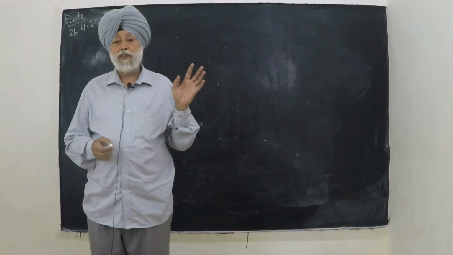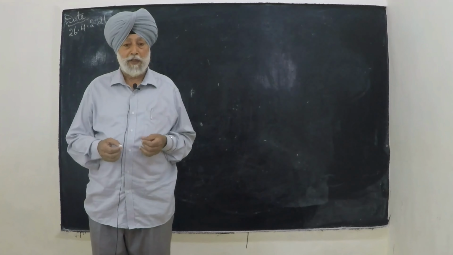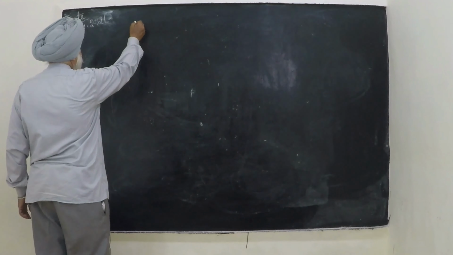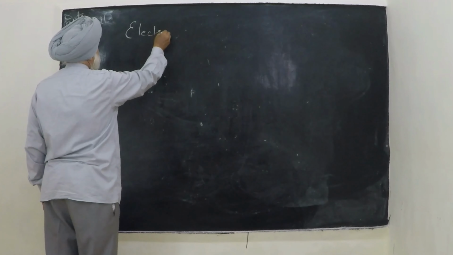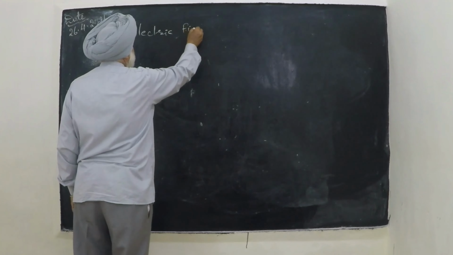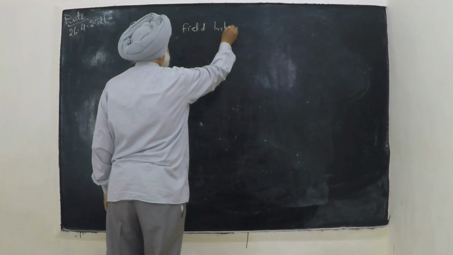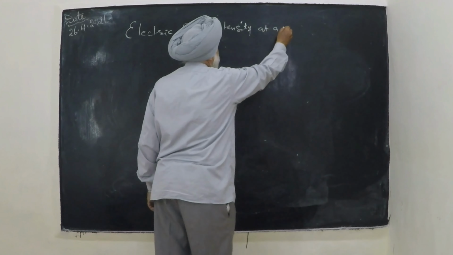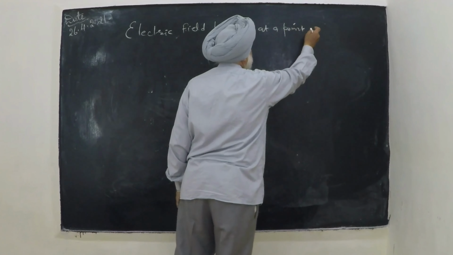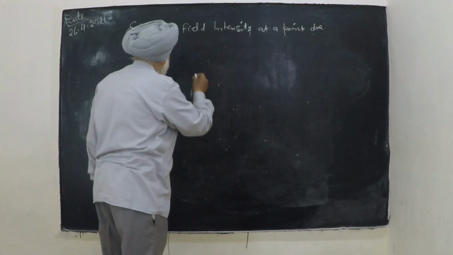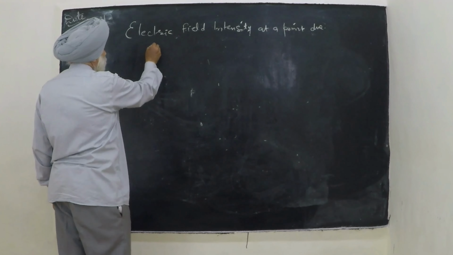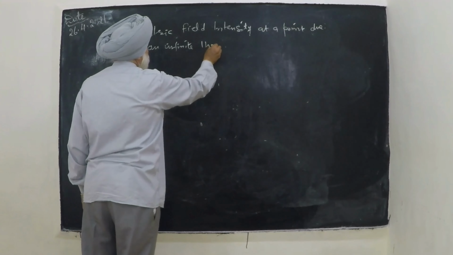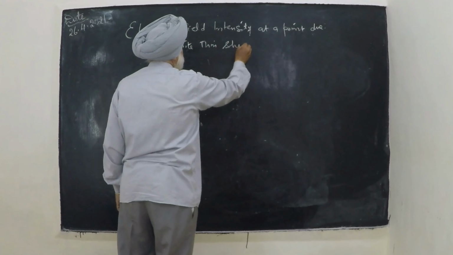Now I will take the second application of that theorem. I have told you the first application, infinitely long wire. Now today's topic is electric field intensity at a point due to an infinite thin sheet of charge.